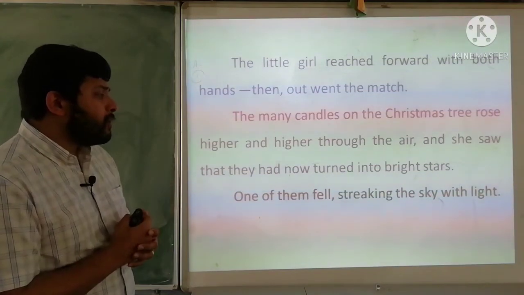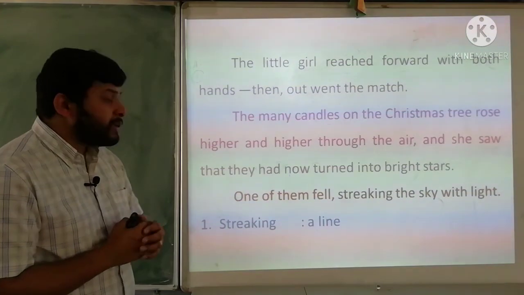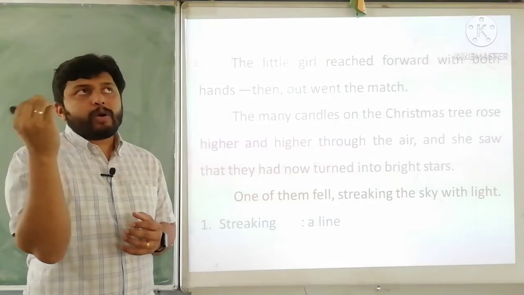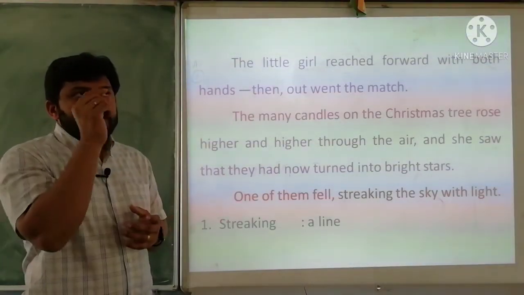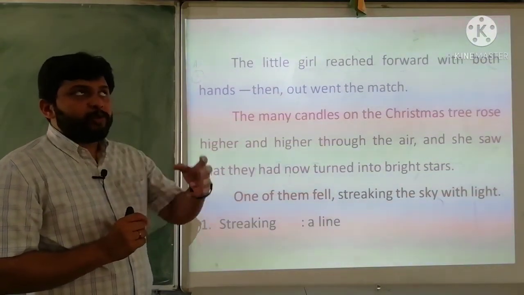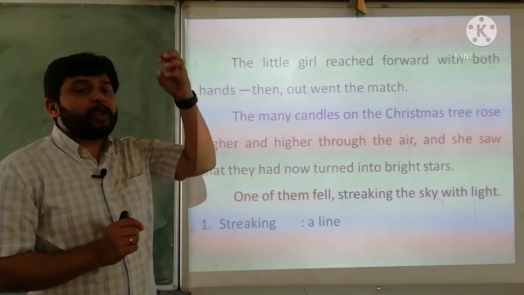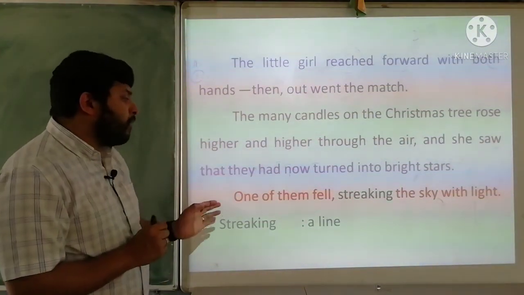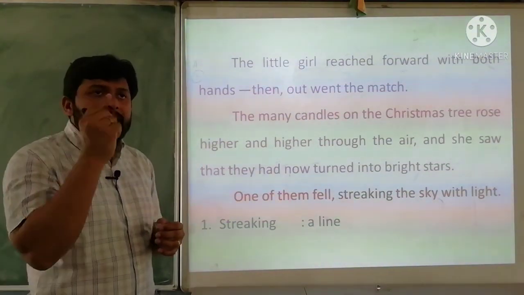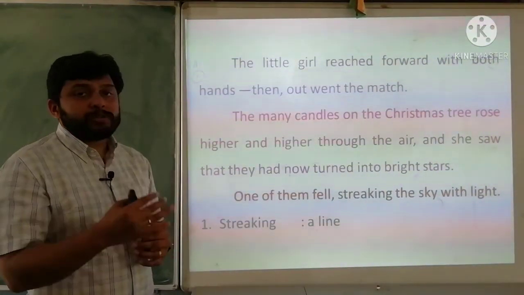One of them fell, striking the sky with light. Here there is a new word, striking, which means a line like. Suppose you might have seen, if a rocket is moving in the air, it will create a line. In the same way, one of the stars which was moving towards the sky lost its control and started to fall to the earth. One of them fell, striking the sky with a light, and it came down towards the earth.